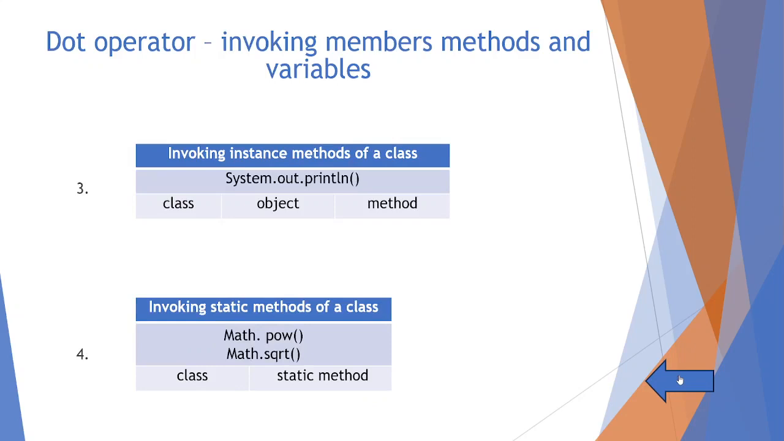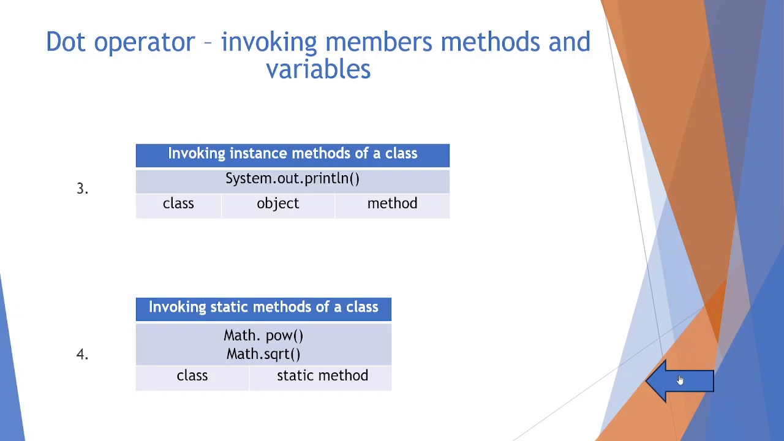Now, invoking members, or member methods and variables, can be done with the help of the dot operator. For example, System.out.println. println is a method, an instance method, meaning it is available to the object. out is an object. System is a class. So, calling or invoking the instance method println is done with the help of the dot operator.